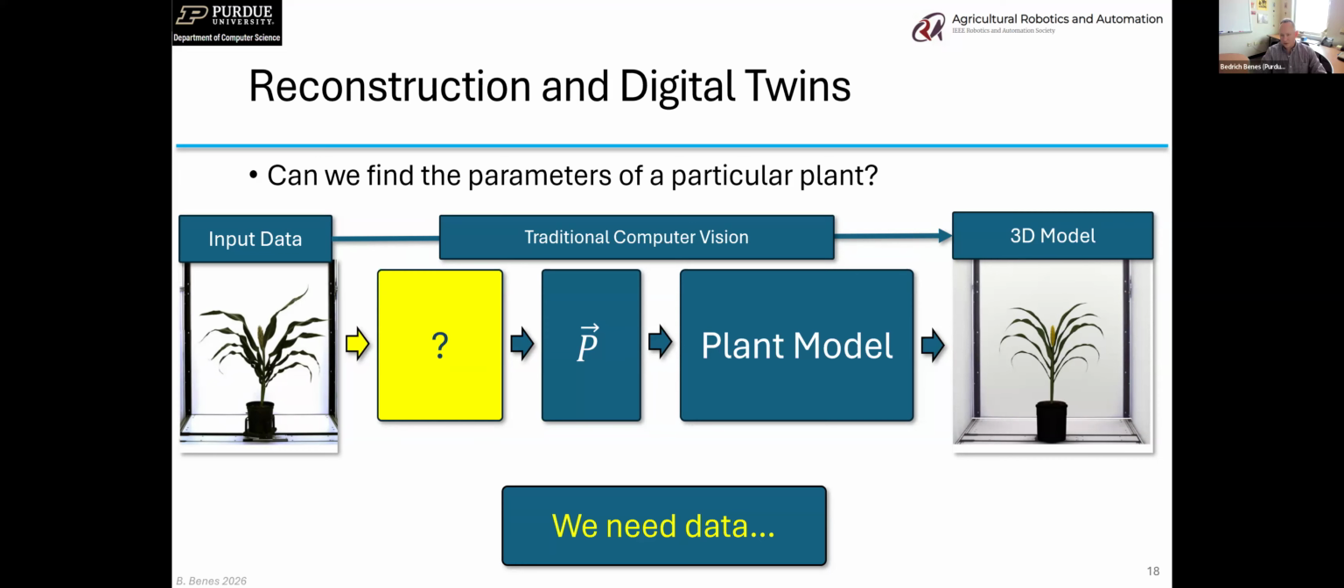In this approach, we have extremely strong assumptions. We know that it's a plant, we know what species it is, and we know what the parameters are, and we are trying to find the parameters.